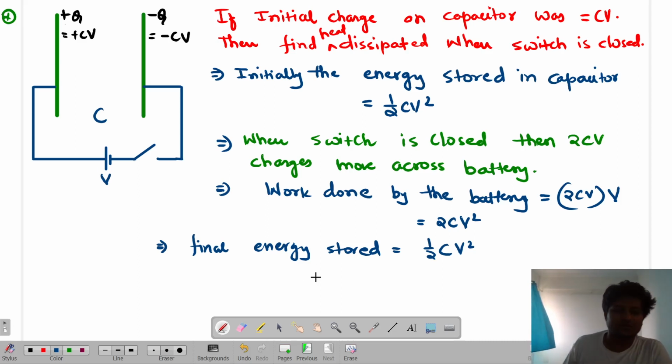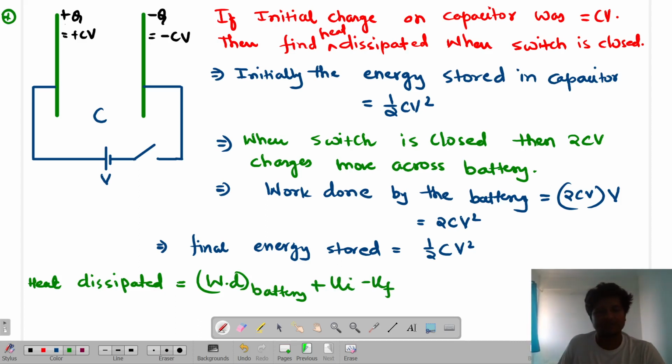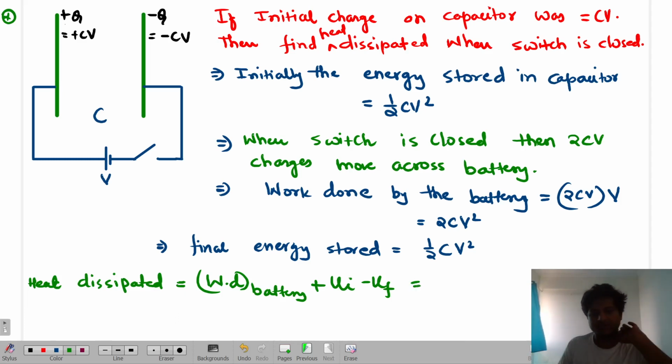So when the switch is closed, the net heat dissipated will be how much? It will be the work done by the battery plus U initial minus U final. Are you able to get me or not? So look over here, this becomes just equal to twice CV squared.